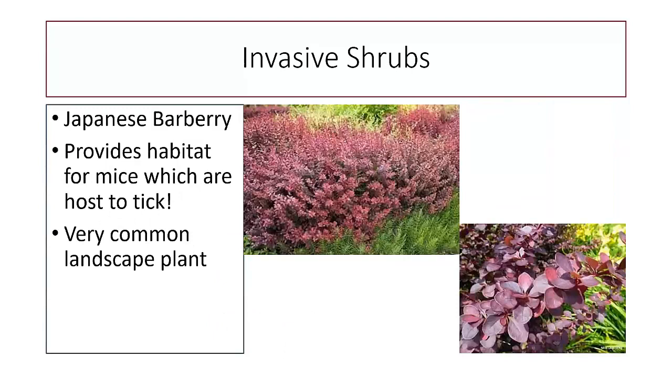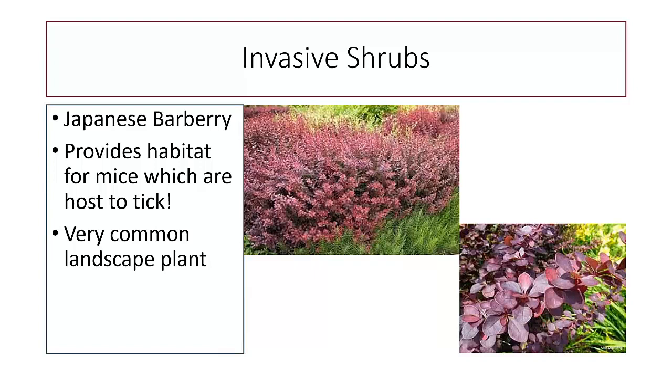The next shrub is one that is still used in the landscape trade. You will find this in nursery centers throughout the county, the Japanese barberry. This one's especially insidious because it provides habitat for mice, which are the hosts to some of the ticks that live in our area and have some of the tick-borne diseases. This, again, is an incredibly common landscape plant.